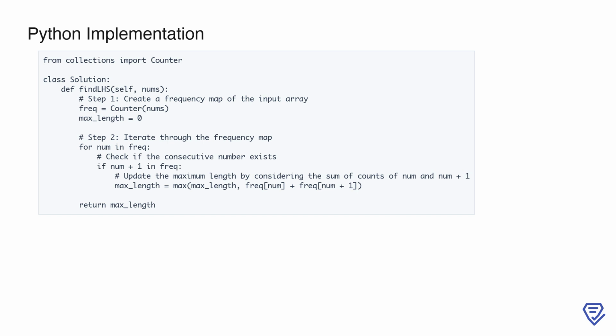Complexity analysis. Time complexity: the solution runs in O(n), where n is the length of the input array. This is because creating the frequency map and iterating through its keys are both linear operations. Space complexity: the space complexity is O(U), where U is the number of unique elements in the array. This is due to the storage required for the frequency map. This implementation is efficient and concise, making it well suited for solving the problem at scale.